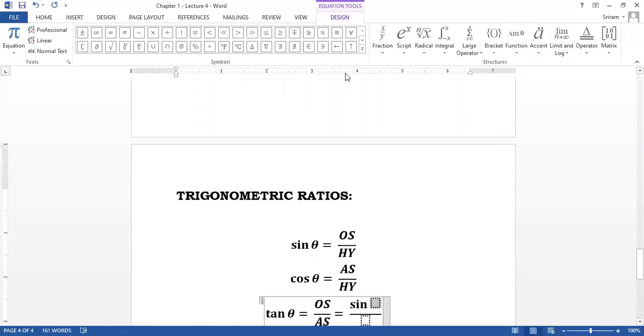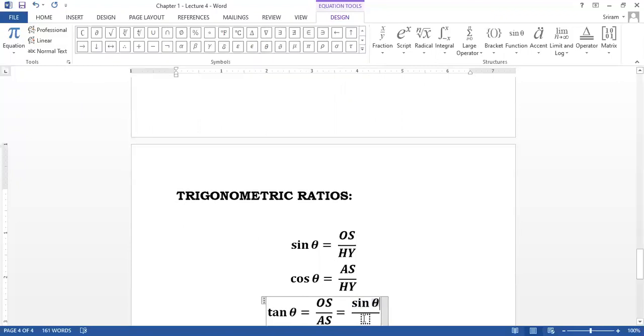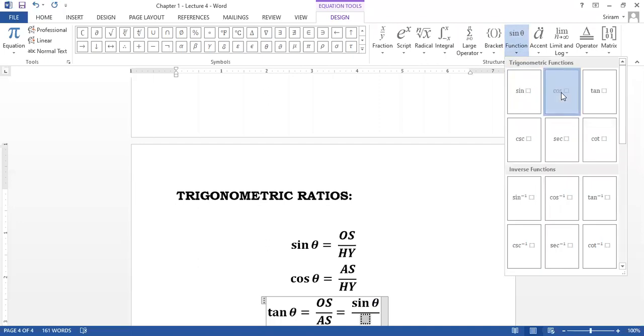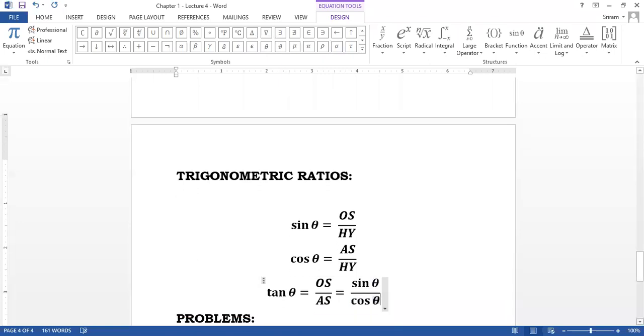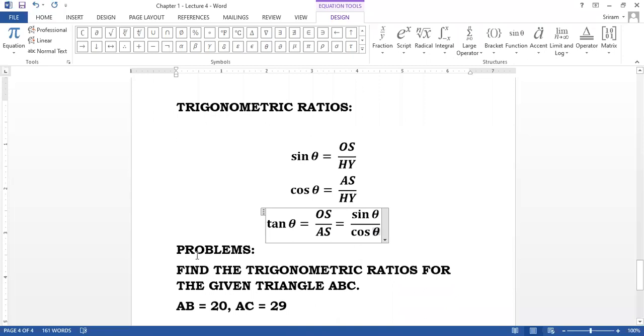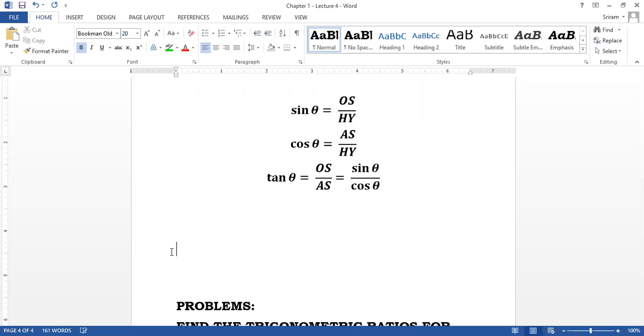Typing the angle here is very difficult, so it may take a little time. That is why I came to Microsoft Word, because in Word we can use the mathematical functions easily. So I'm using Microsoft Word as my presentation point. Sine theta is opposite side by hypotenuse, cos theta is adjacent side by hypotenuse, and tan theta is opposite side by adjacent side, which is sine theta by cos theta.